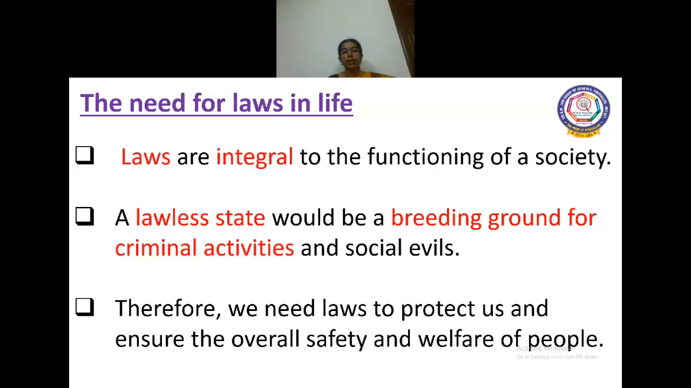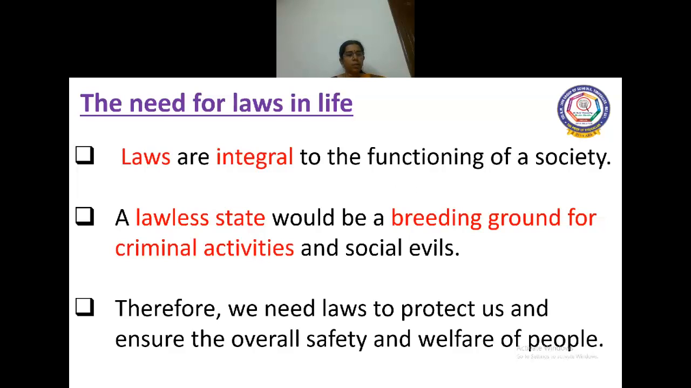See, laws are integral to the functioning of a society. Laws are very important for the smooth functioning of a society. For example, we have laws in our school and we have laws in our society to be followed, and even in hospitals also we have some rules to be followed. Everywhere, wherever you go, there are rules to be followed. You can take an example of bank also. If you go to the bank, there are some formalities to be followed, some rules to be followed. So, laws are very essential for the smooth functioning of a society.